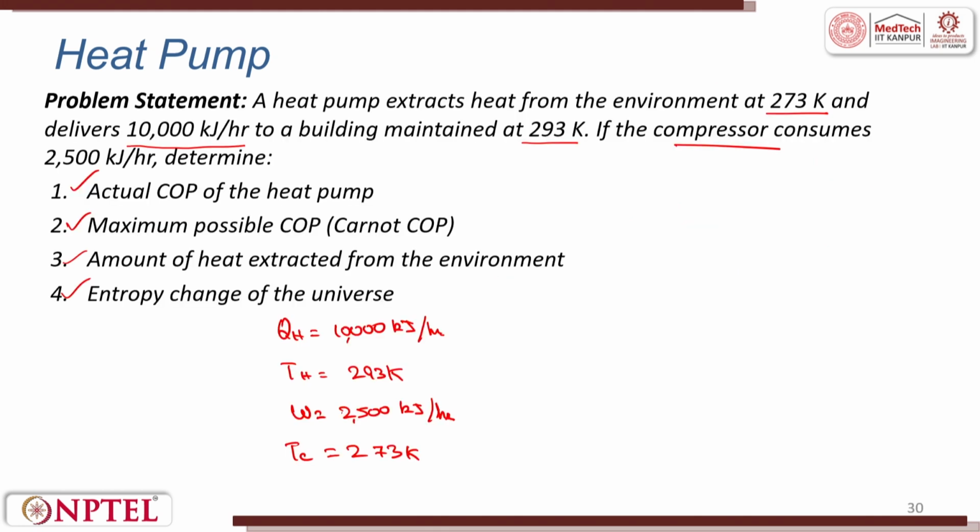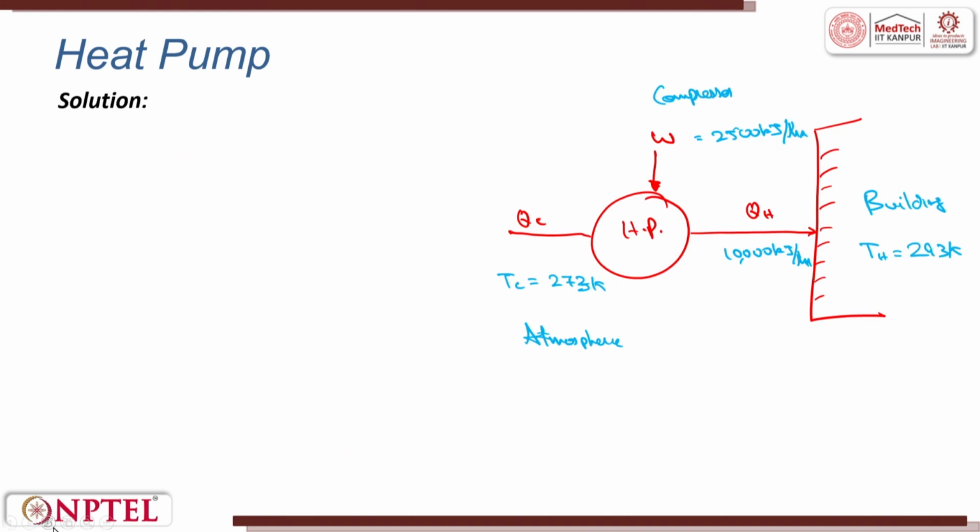Four things are asked. Actual coefficient of performance, part 1. For part 1, that is the actual coefficient of performance, we will call it the actual COP. This is equal to the COP of the heat pump, that is the heat energy delivered to the building per unit of work, which is equal to 10,000 by 2500. This is equal to 4.